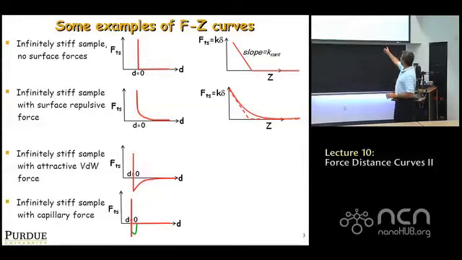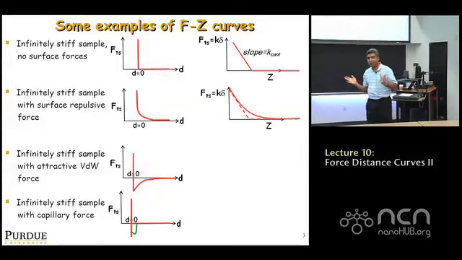So you have this kind of behavior, and again, I've chosen D equal to 0 arbitrarily as some point where, let's say, contact occurs and you don't have van der Waals forces very active at that point. What would the FZ curve look like for this?